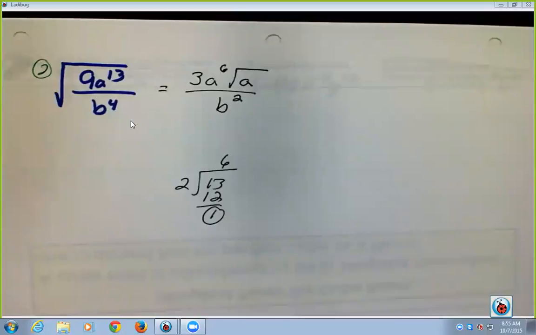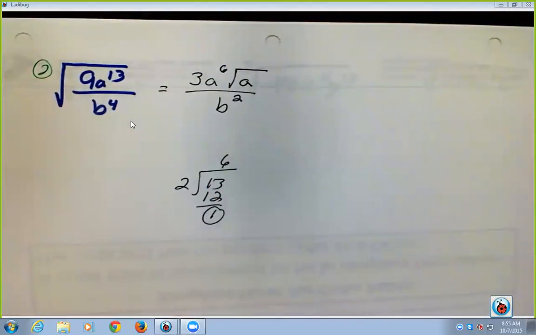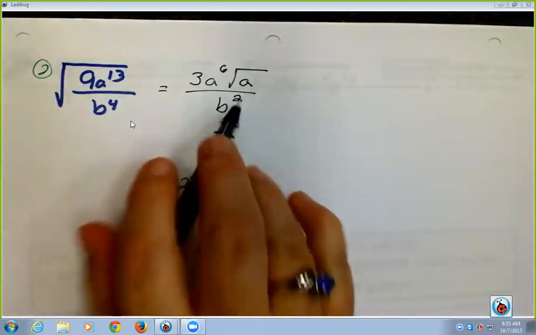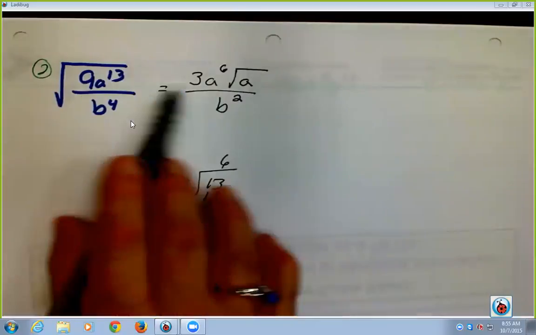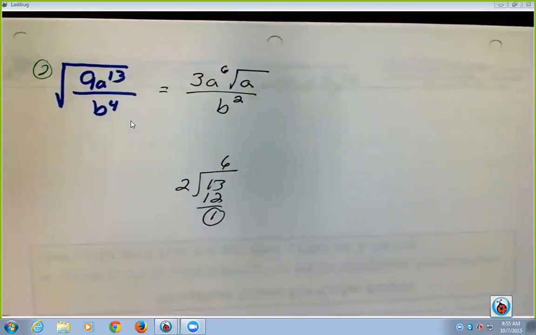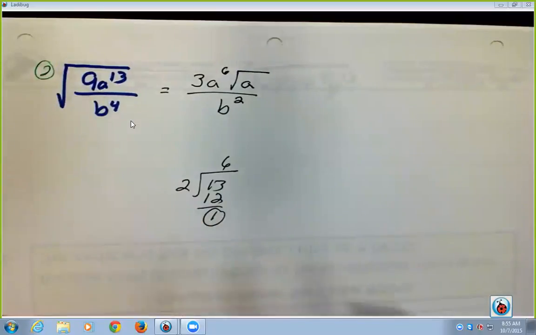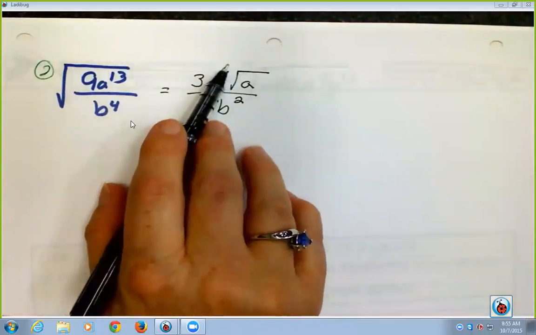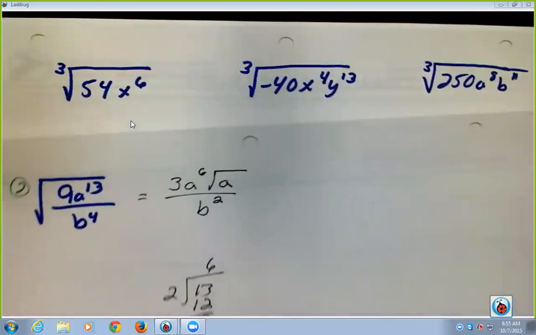So in working with these, index of 2, remember it's always every time you reach a group of 2, you can pull those things out from underneath there. So every time I see 2 things, I can yank those out. If you want, you could expand that a to the 13th and write a times a times a times a 13 times and circle groups of 2s. You're still going to get 6 groups of 2s with a single a left over. So that's another way of looking at that too.